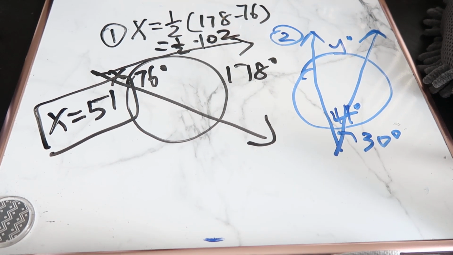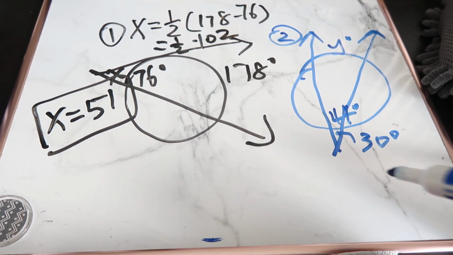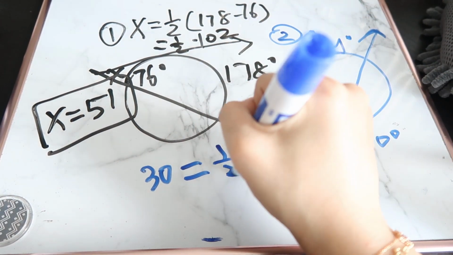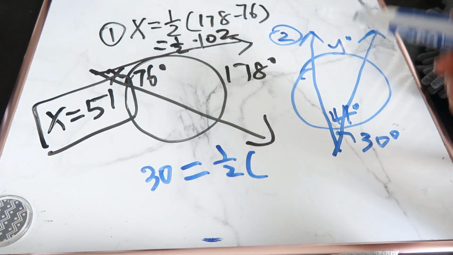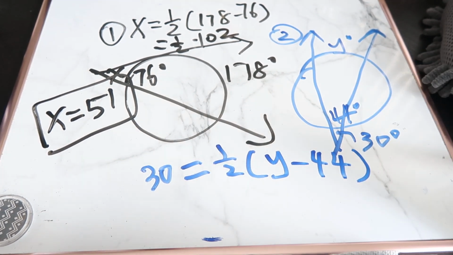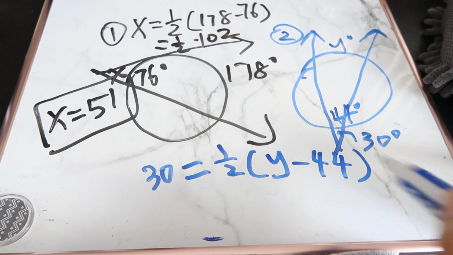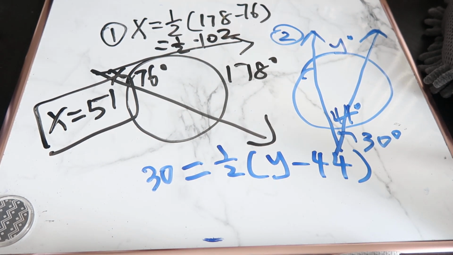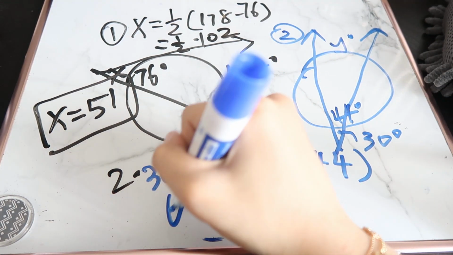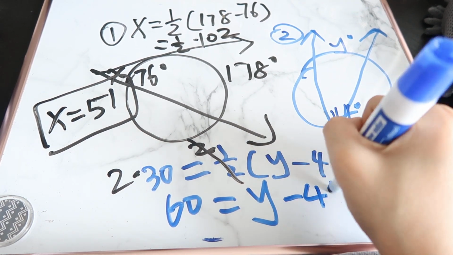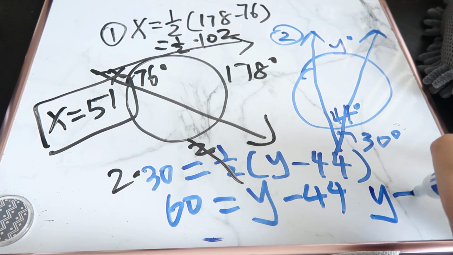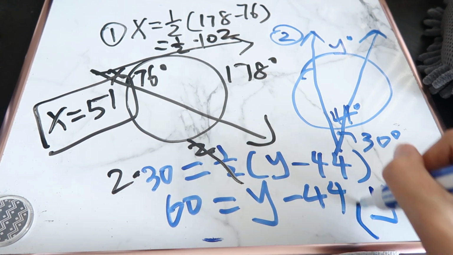Alright, so now let's take a look at number 2. Again, it's always the angle that goes on the left side, not always the variable. So in this case, 30 degrees equals 1/2 of, which one is the outer arc here? It's the one that's further away, so it'll be 1/2 of y minus 44. Because y is in the parentheses, we want to get rid of the 1/2 first. If you multiply both sides by 2, you'll have 60 equals y minus 44. And then if you add 44 on both sides, you'll have y equals 104 degrees.